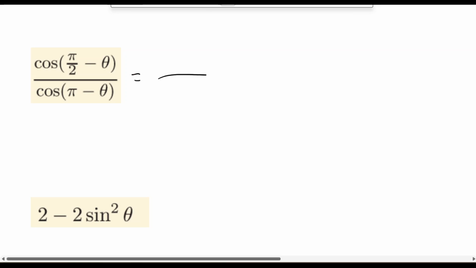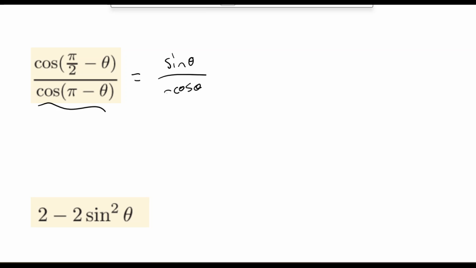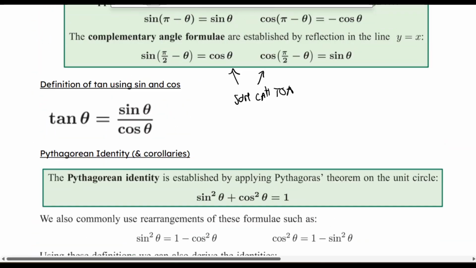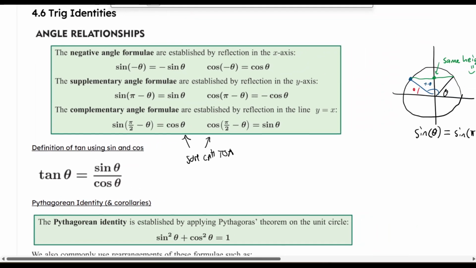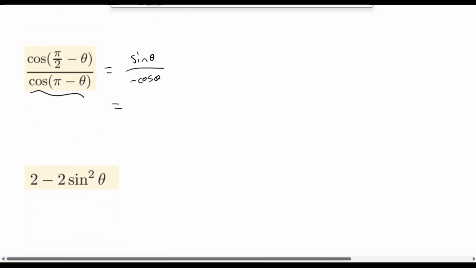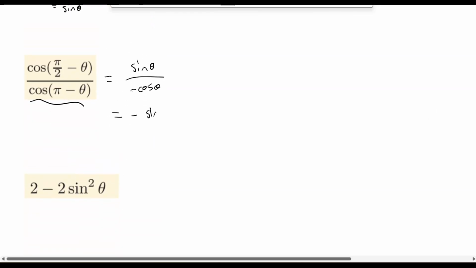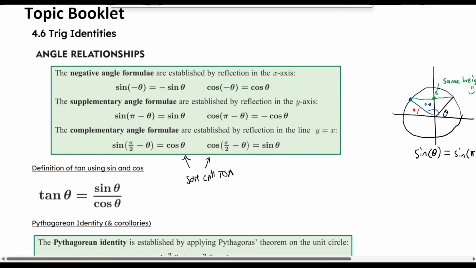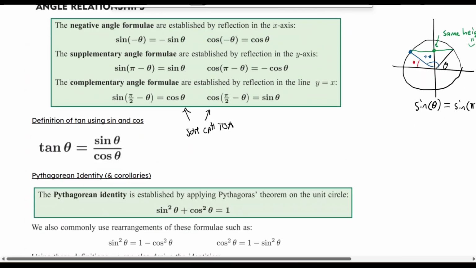Something like this, the top answer is sine of theta. And then the bottom answer, cos of pi take theta, that's going to be minus cos of theta. I sort of know these identities after too many years looking at them, but you will have to scroll up and double check. So I used, for example, that one there and that one there. This becomes minus sine theta over cos theta, which is tan theta. And that's another identity. There it is, tan theta.